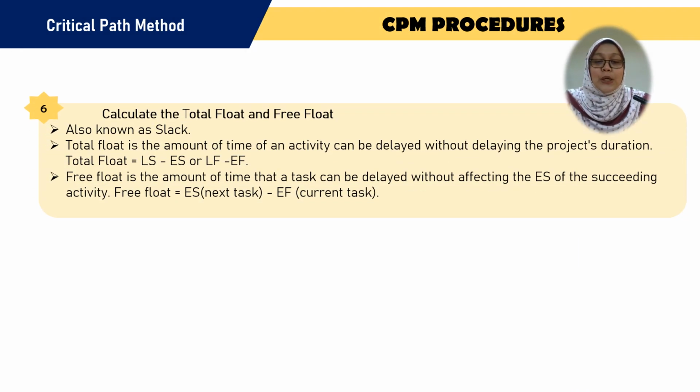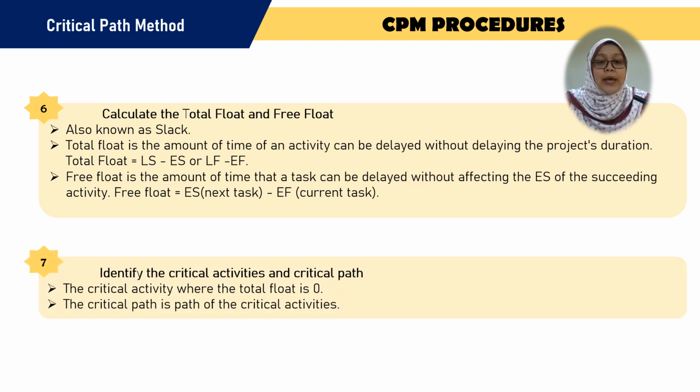After we calculate the critical path, we can calculate the total float and free float. This is also known as lag. Total float is the amount of time an activity can be delayed without delaying the project's duration. So total float equals late start minus early start, or late finish minus early finish. Free float is the amount of time that a task can be delayed without affecting the early start of the succeeding activity. So free float equals the early start of the next task minus the early finish of the current task.